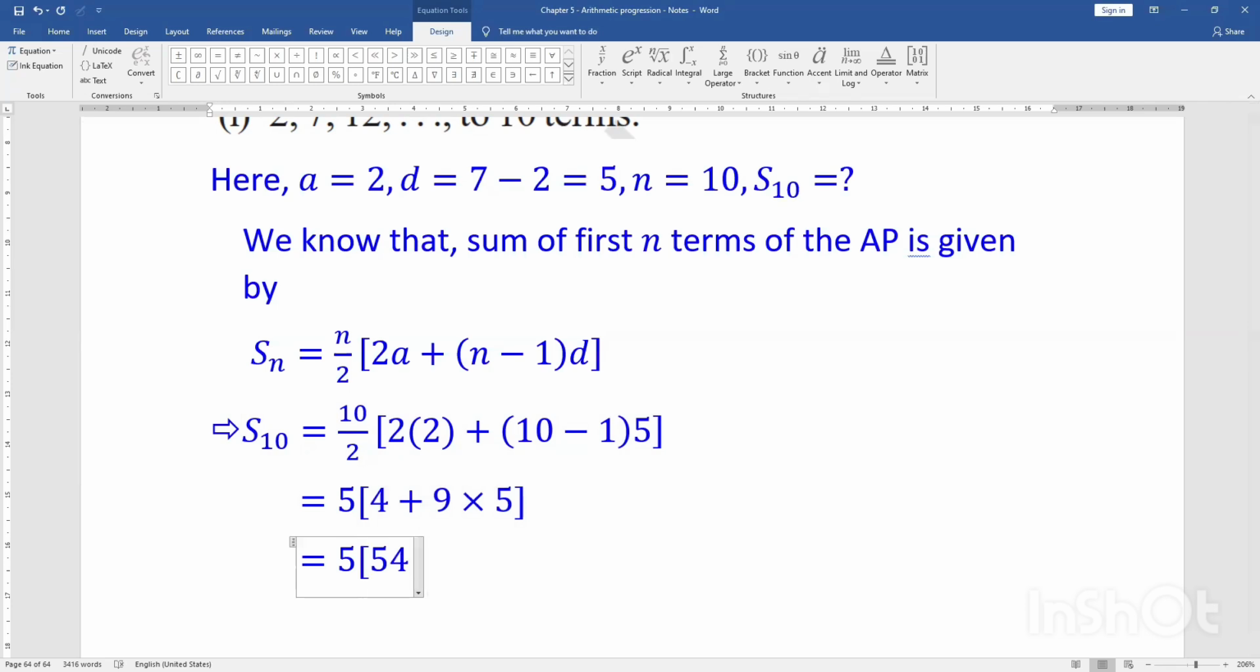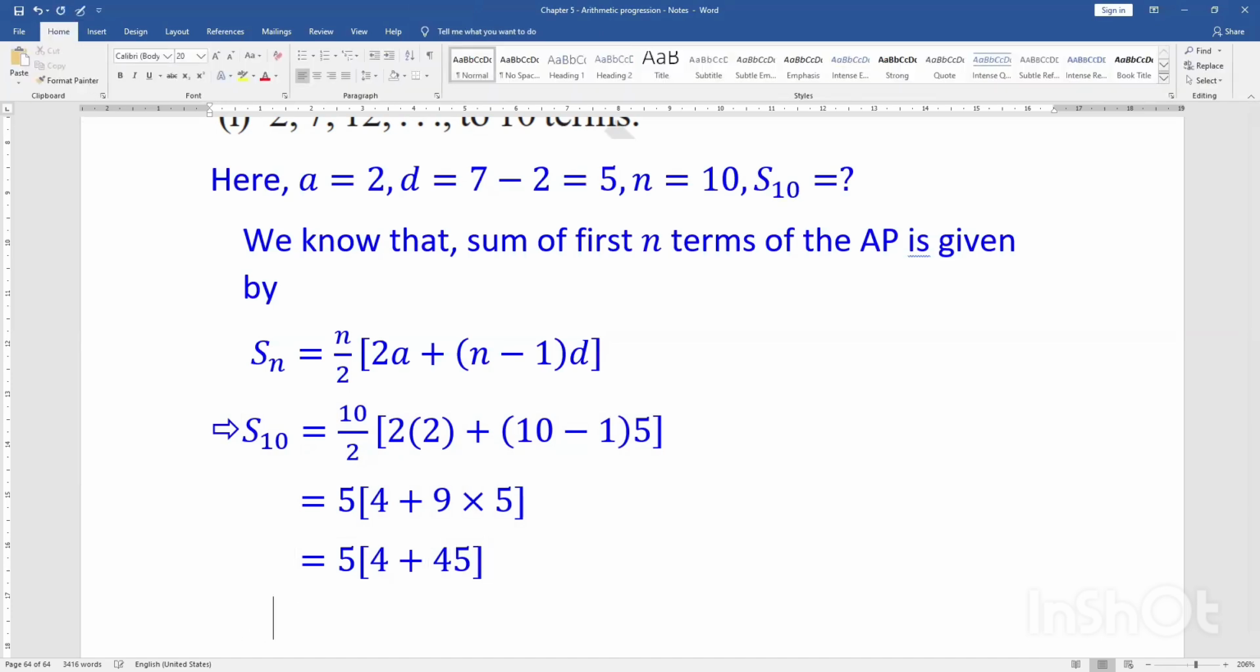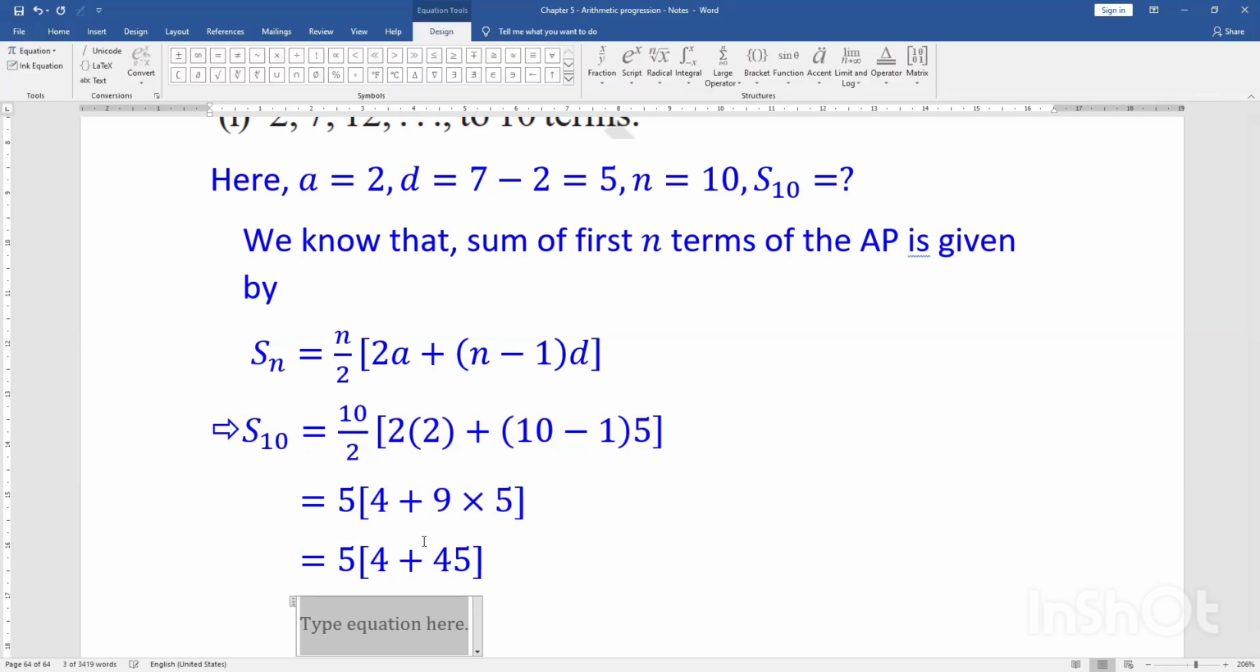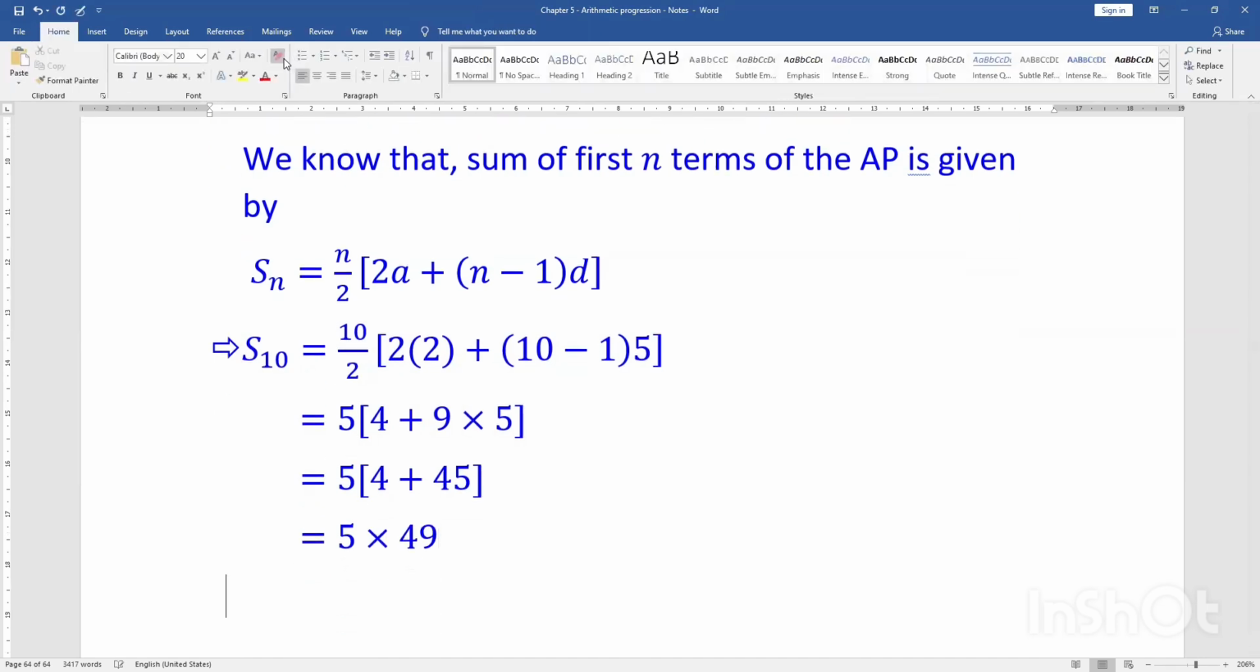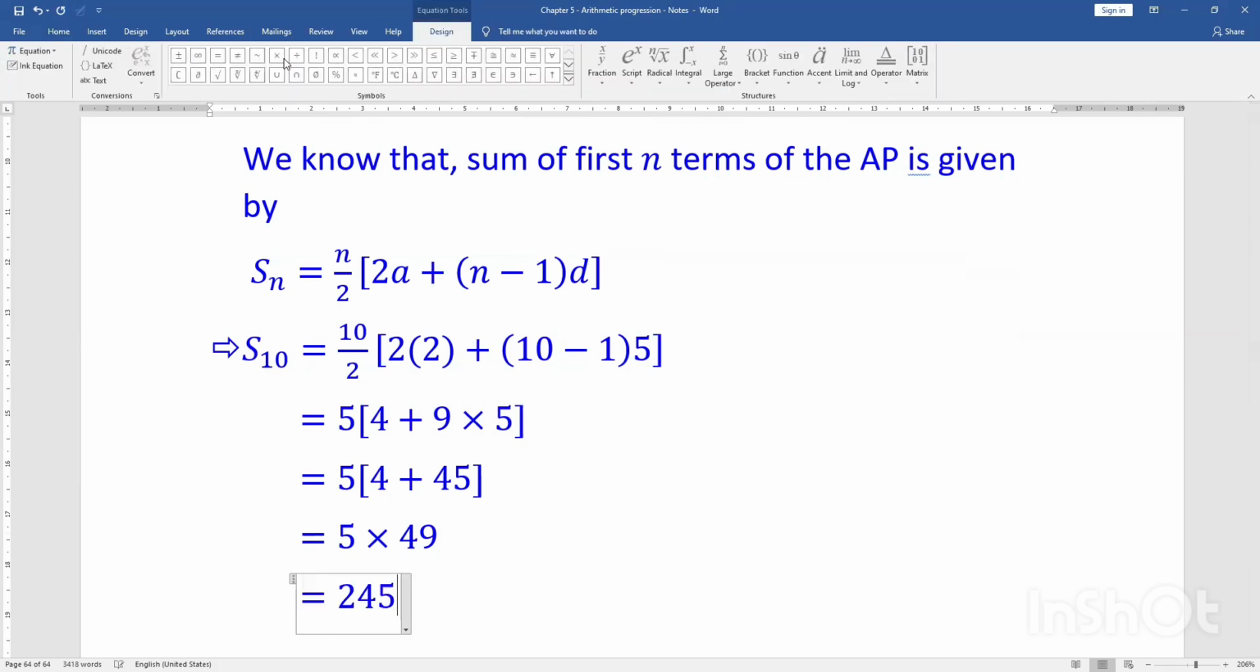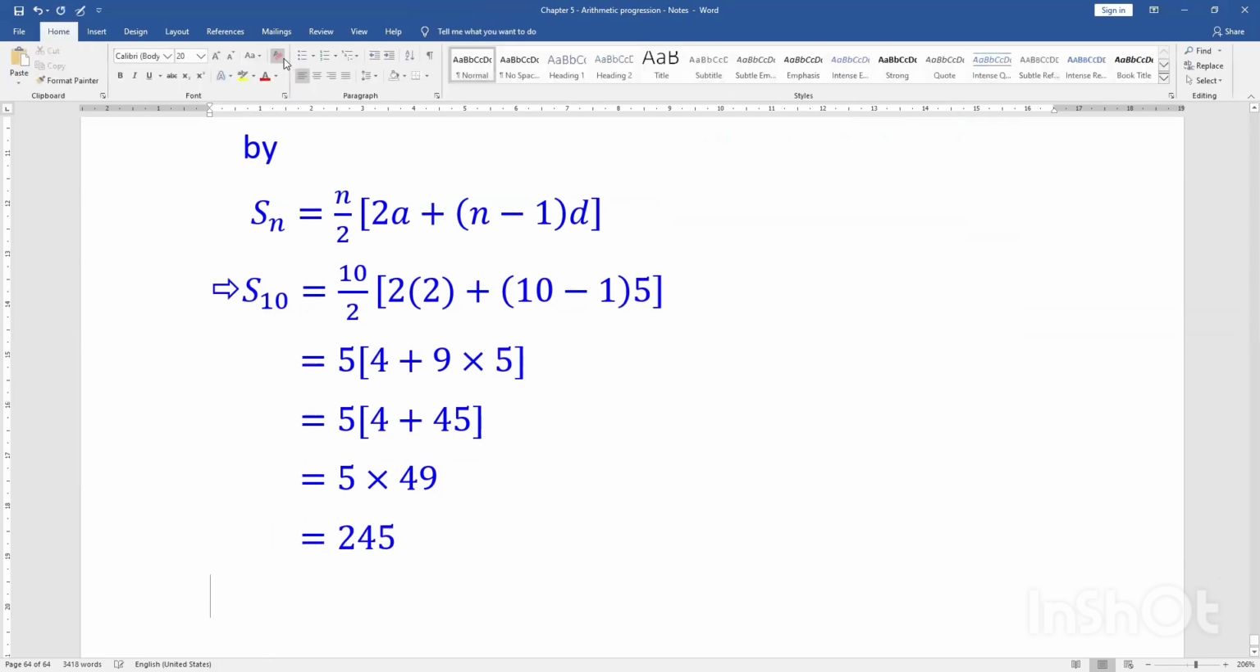Repeat for one more step. So 4 plus 45, or in my next step, I write it as 5 into 49, which will give you 245. 5 into 49 will give you 245. So 245 is your answer. Okay. Now I move on to the next problem.